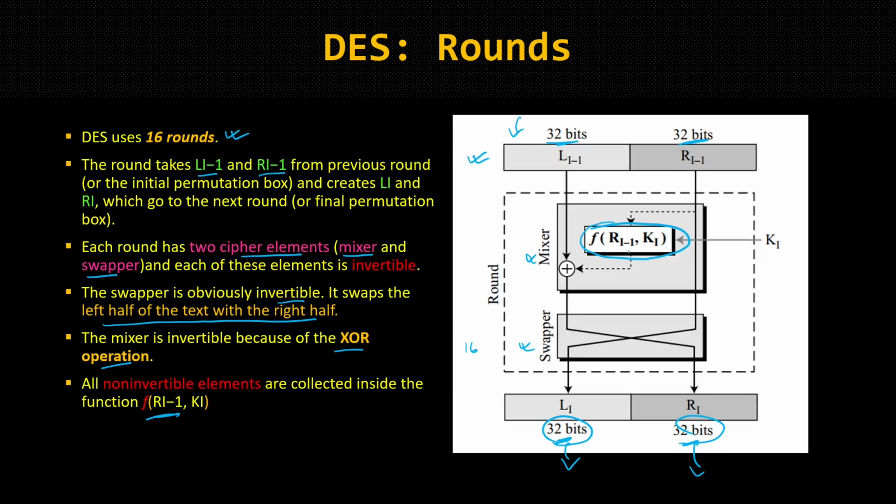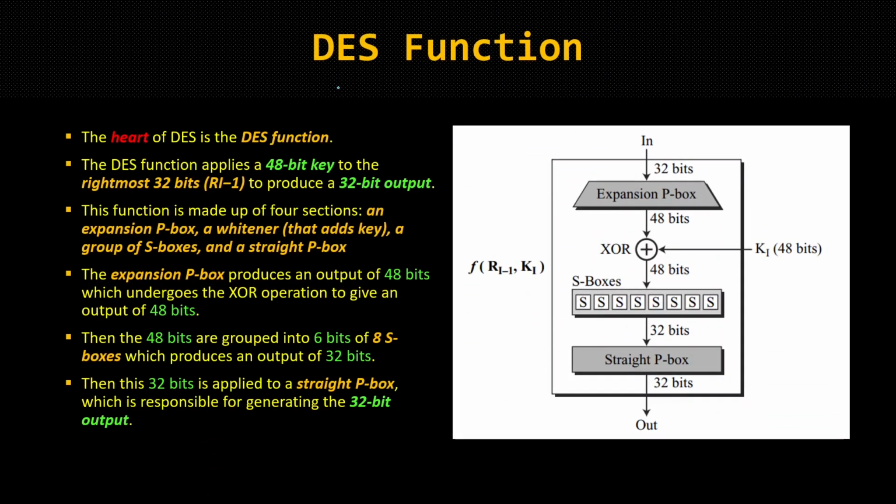How is this done in DES? This is the DES function, the overall overview. The heart of DES is basically the DES function. What it does is apply a 48-bit key to the right part of the text, as we have seen earlier; there are two parts, left and right. This 48-bit key is applied to the right part, just like our product cipher, and it will produce an output of 32 bits as well. So the input is 32 bits and the output is 32 bits, but the key that we are using is 48 bits.